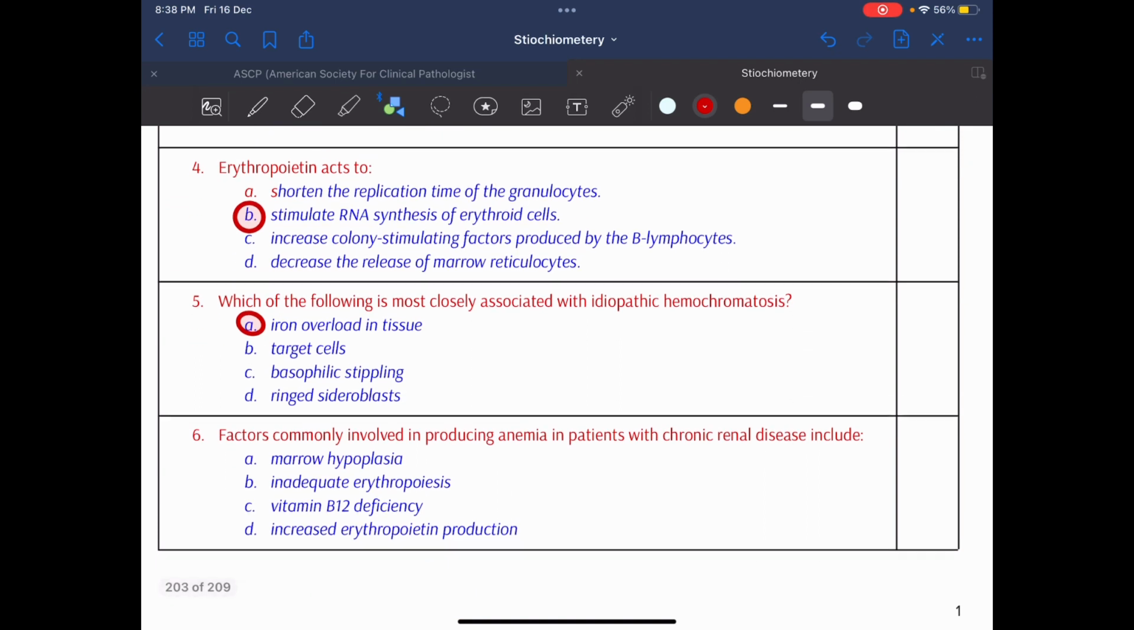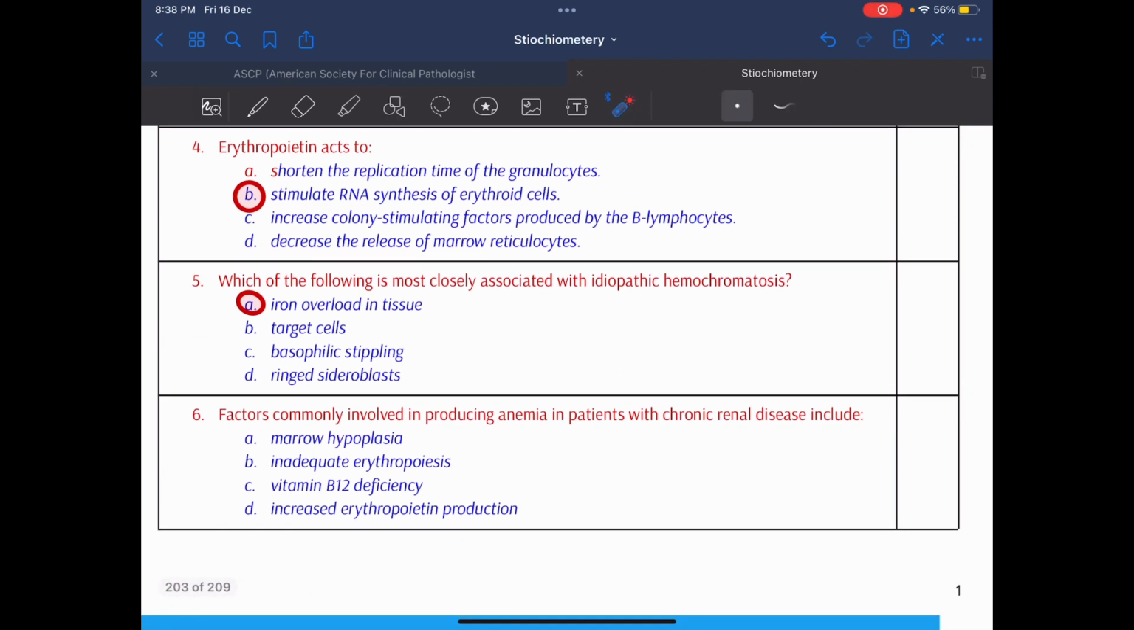Question number 6. Factors commonly involved in producing anemia in patients with chronic renal disease include marrow hyperplasia, inadequate erythropoiesis, vitamin B12 deficiency, increased erythropoietin production. The correct answer is B. Inadequate erythropoiesis.